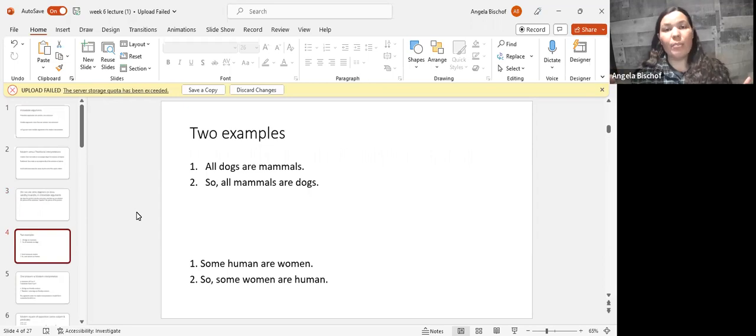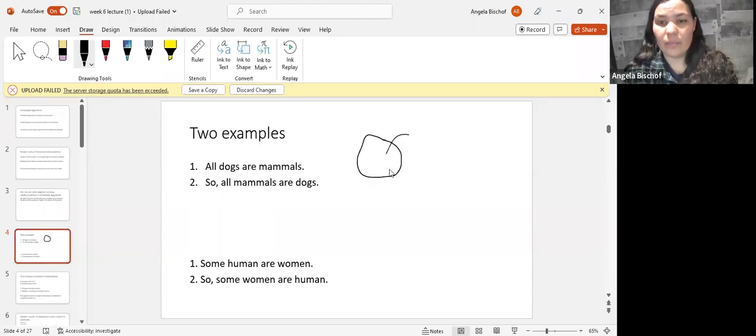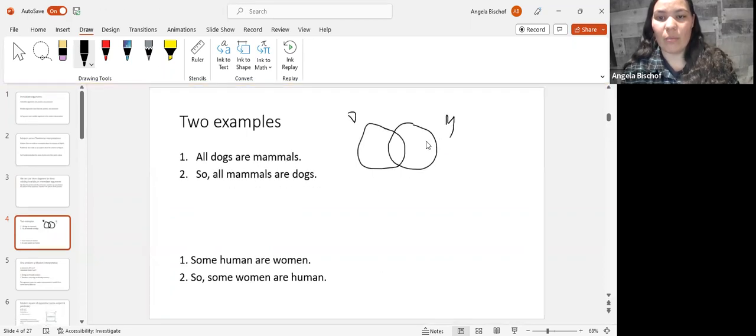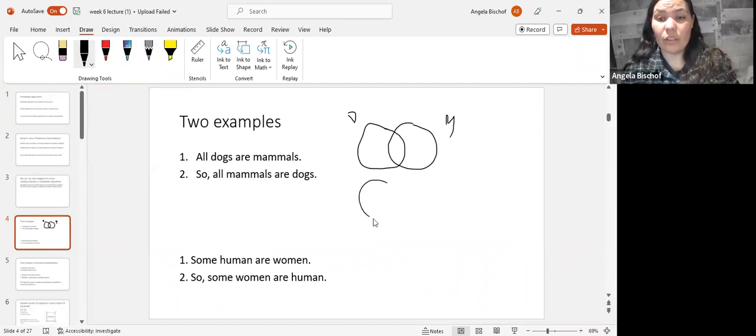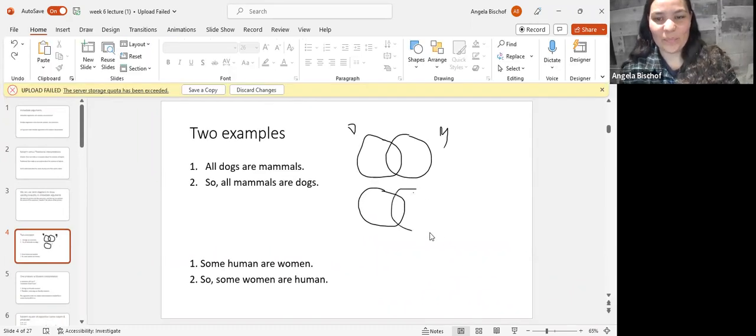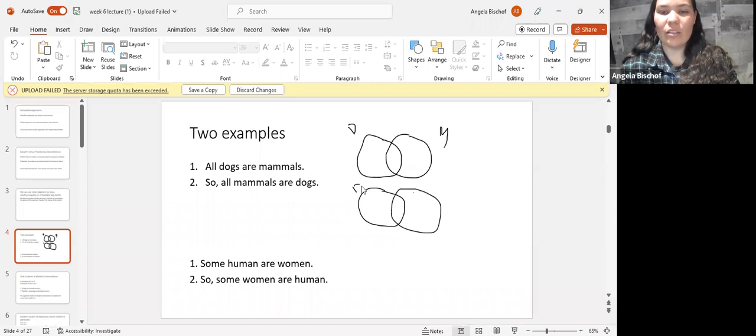But let me show you an example here, actually two examples, and I'm going to draw along with you so that we're all on the same page. So first example, all dogs are mammals. So I draw my Venn diagram, and I'm assigning this left side D for dogs, and the right side M for mammals. Now, I'm going to draw a Venn diagram for the conclusion. All right, draw that conclusion. This left side is still going to be called dogs. This right side is still going to be called mammals.